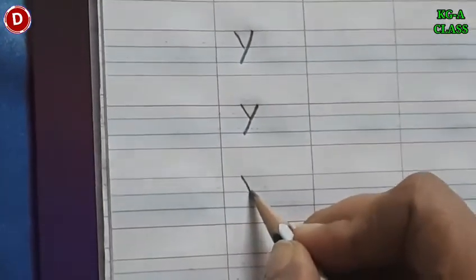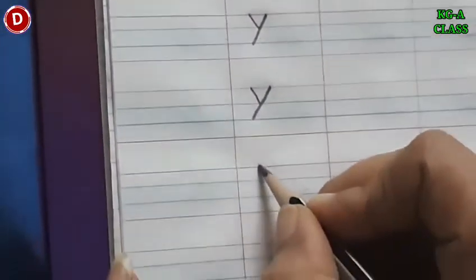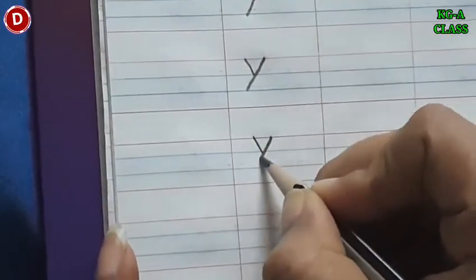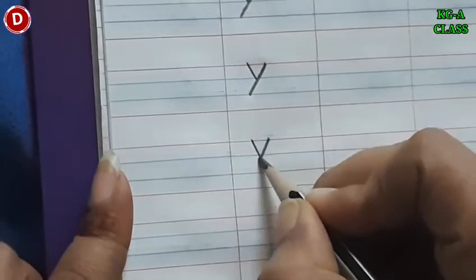See, the smaller will go towards the right side and the longer will go towards the left side. In this way you have to write capital Y. Look here, like this.